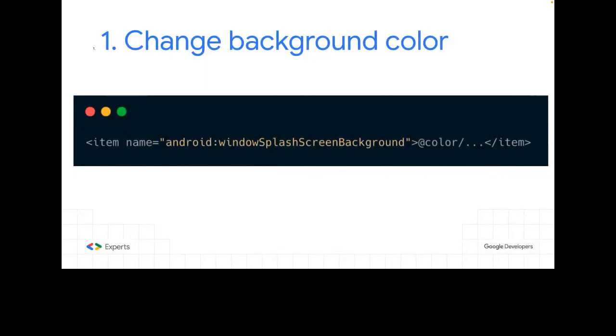So how can we change the background color? If you see here, it's the property called Windows Splash Screen Background. It's only available for Android API versions 12 or higher. So you need to define your theme specifically for that API, I think it's 32 or 31. You define your theme, add this property into it, and then provide any color that you want to use for the background color.